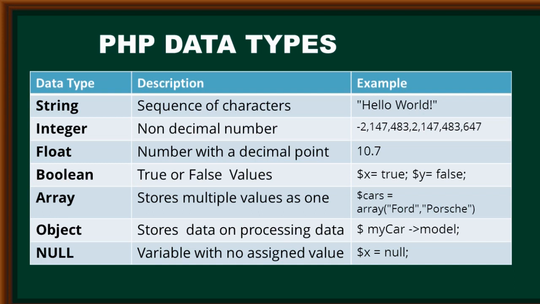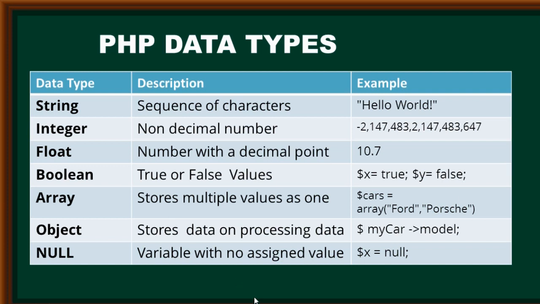Next, we've got the float. The float refers to a floating point number, which is a number with a decimal point or a number in exponential form. So a number that has decimals is referred to as a floating point. I've got an example here, 10.7. Next, we've got the Boolean data type. Boolean represents two possible states, either true or false. So Boolean values are either true or false.